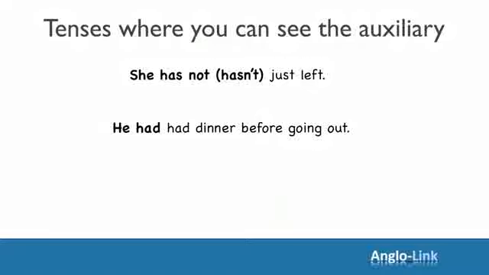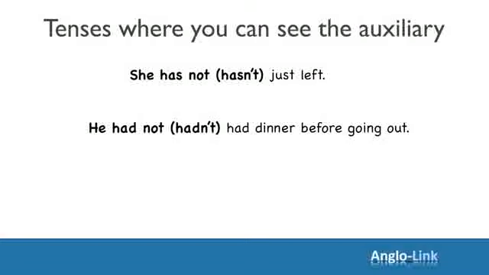In the past perfect. He had had dinner before going out. Just add not to the first had. He had not had dinner before going out. He hadn't had dinner before going out.